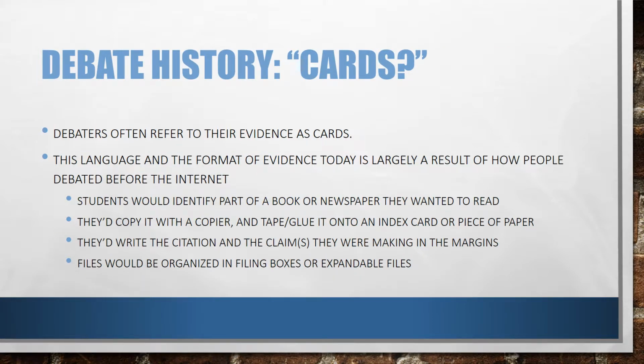Debaters often refer to their evidence as cards. This language and the format of evidence today is largely a result of how people debated before the internet. Students would identify part of a book or newspaper they'd like to use in round. They'd use a copier and then tape or glue it onto an index card or piece of paper. They'd write the academic citation and the claims they were making in the margins of the page, and the files would then be organized in filing boxes or expandable files.